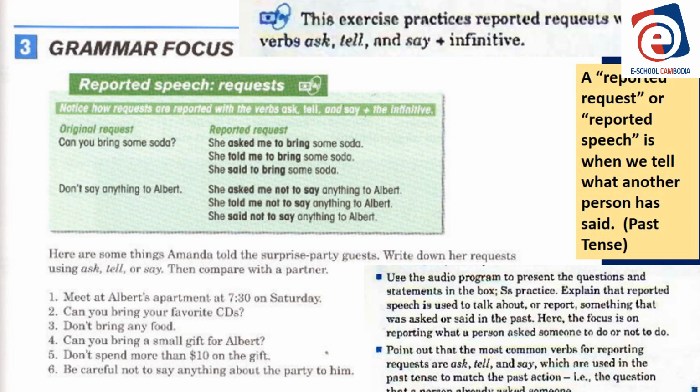Let me give an example. Person A says, "Come to my birthday party and bring some soda." And so I tell person B, and I say, "Person A said to come to his birthday party and bring some soda." These words, "person A said," are called reported speech. It means I'm telling another person something that the first person told me. So it goes from person A to me to another person. That's called reported speech, and that's what we're going to practice in this unit.